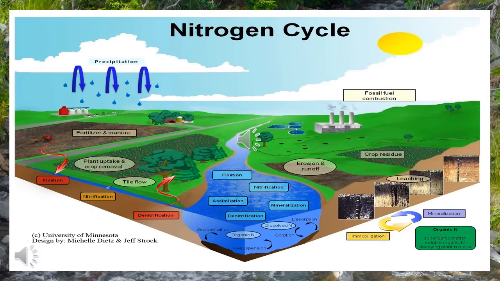Now, this is just a visual that shows what I talked about in the last two nitrogen slides. The different sources and forms of nitrogen and how nitrogen actually gets put into our rivers and streams, and how it cycles within the stream itself.